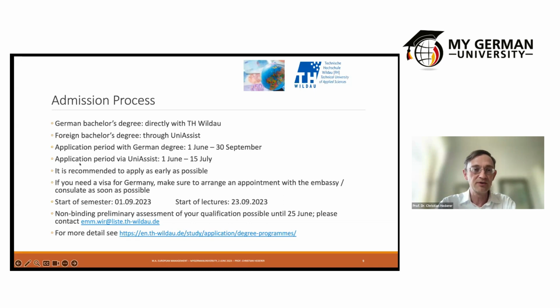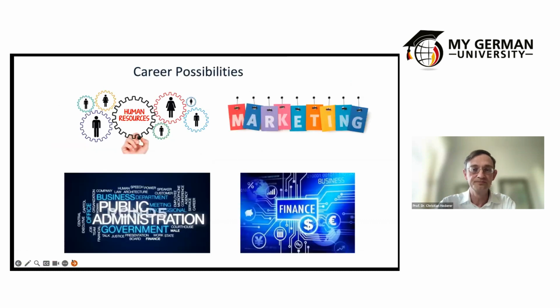So here is the gist about the admission process. I suppose most of you will have a foreign bachelor's degree rather than a German one. Like in the case of my colleagues, the application period is until 15th of July. It is important, as we have had some problematic experiences with that in the past, that if you need a visa for Germany, you really make arrangements as soon as possible. What I can do from my side concerning the admission requirements is to provide you with a non-binding preliminary assessment of your qualification, which would be possible until the 25th of June.